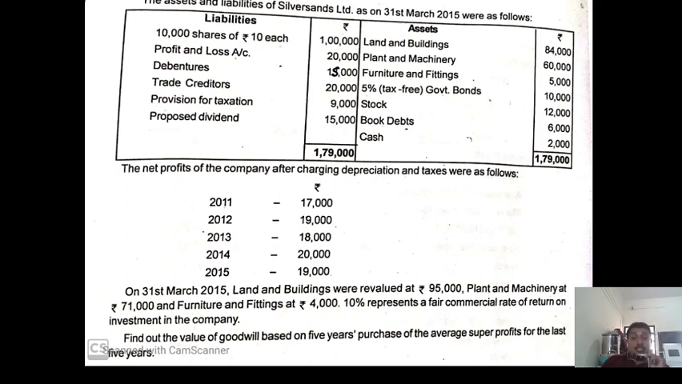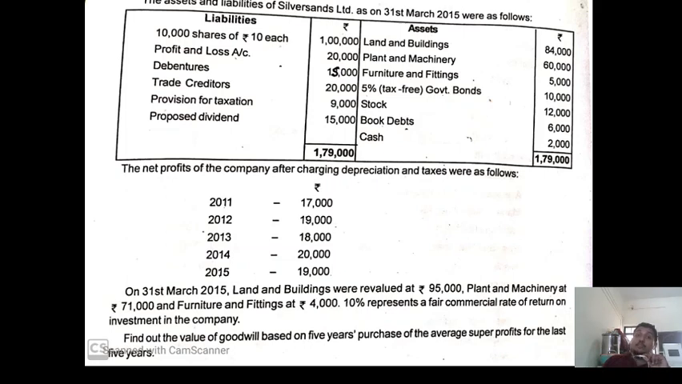Since this is the current year profit, we will have to take this. However, in this problem, 19,000 is not actually the profit because this 19,000 also involves income from investment. Income from investment is not really a trading income. It is not a business income. So we have to reduce that. So our income for the year 2015 is not really 19,000.